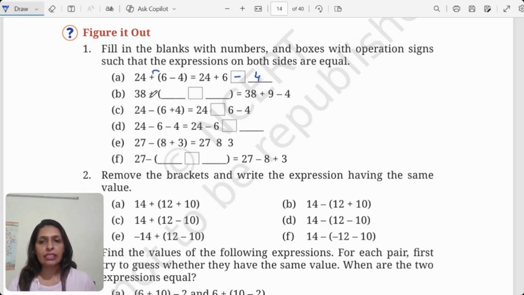Okay, let's try this second one. It is 38 plus, we have to fill two numbers here and the sign here. So again, if we look here, it is plus 9. And here also it's plus, so the number will come as it is. So it is going to be 9, and in between we have a minus sign, so minus, and 4 will come. Okay, so next is 24 minus 6 plus 4.